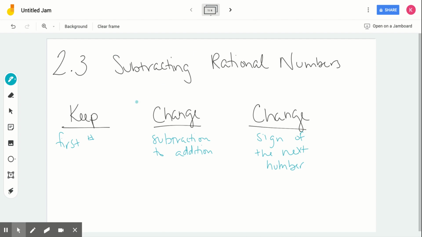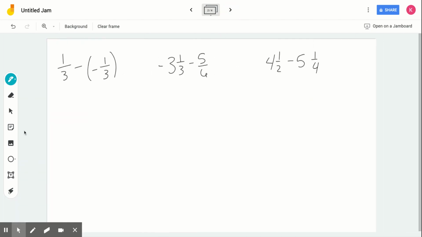Now, once you have this written down, you can move on to numbers 1 through 3. Go ahead and give numbers 1 through 3 a try using the keep, change, change method. Now remember, when we add and subtract fractions, they have to have a common denominator.